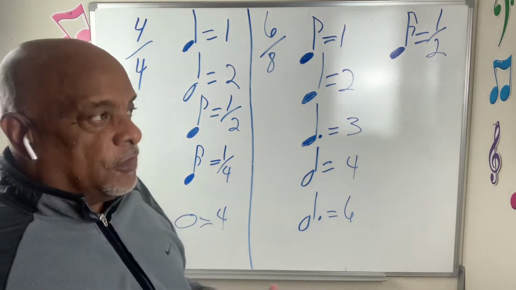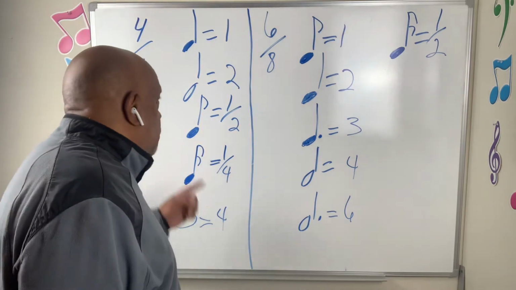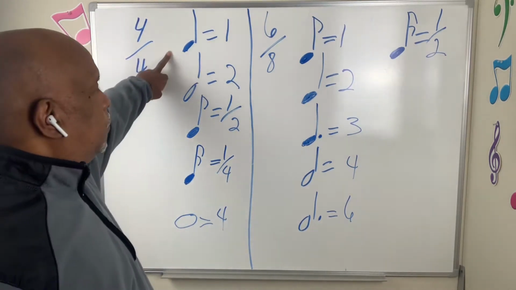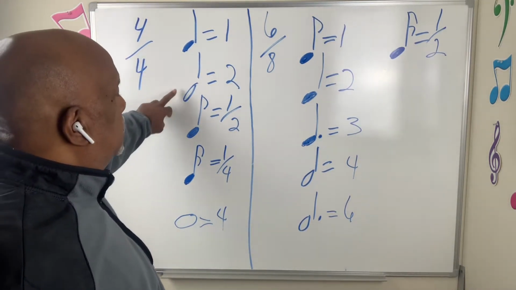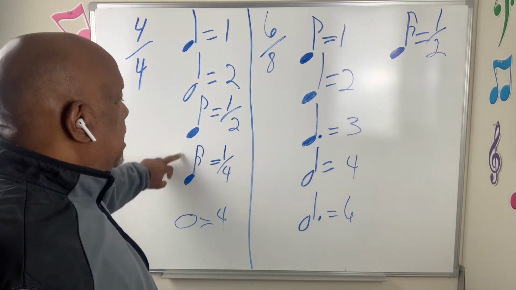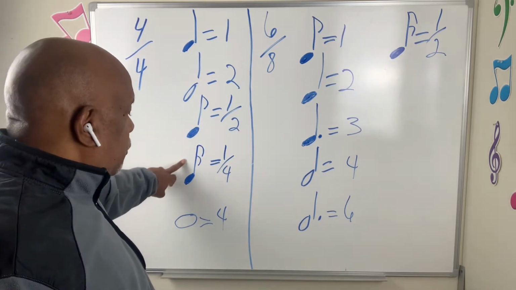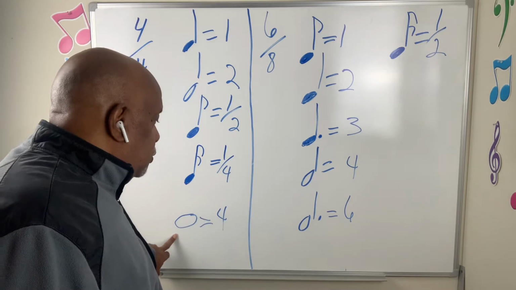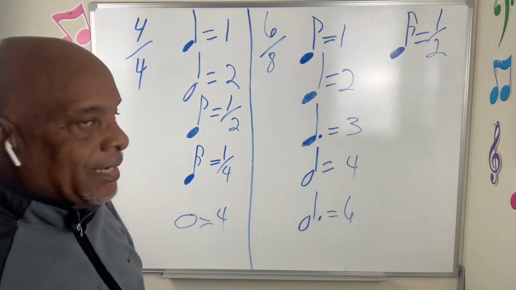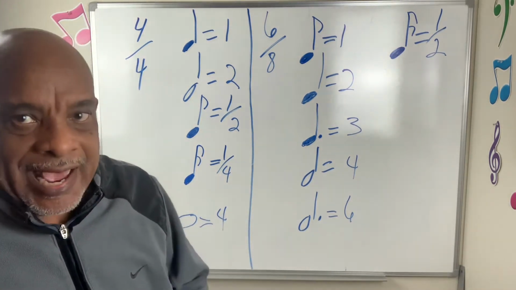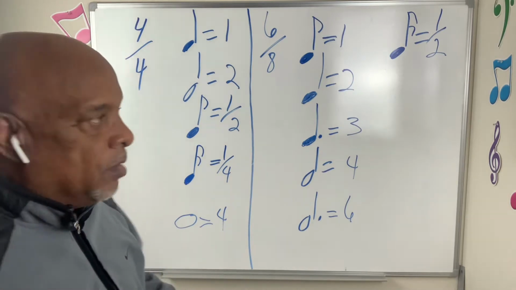So let's go over the note values. In 4/4 time, the quarter note gets 1 beat. The half note gets 2 beats. The 8th note gets a half beat. The 16th note gets 1/4 beat. And then the whole note gets 4 beats. That's in 4/4 time.